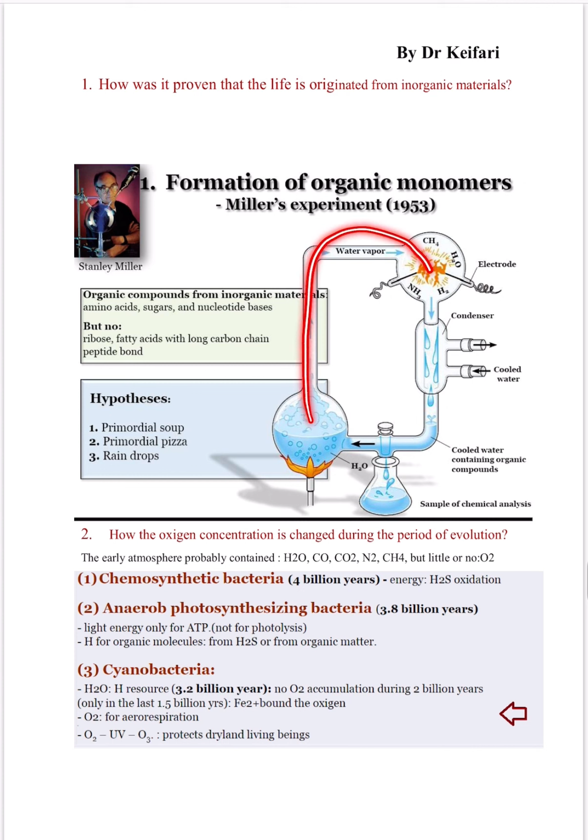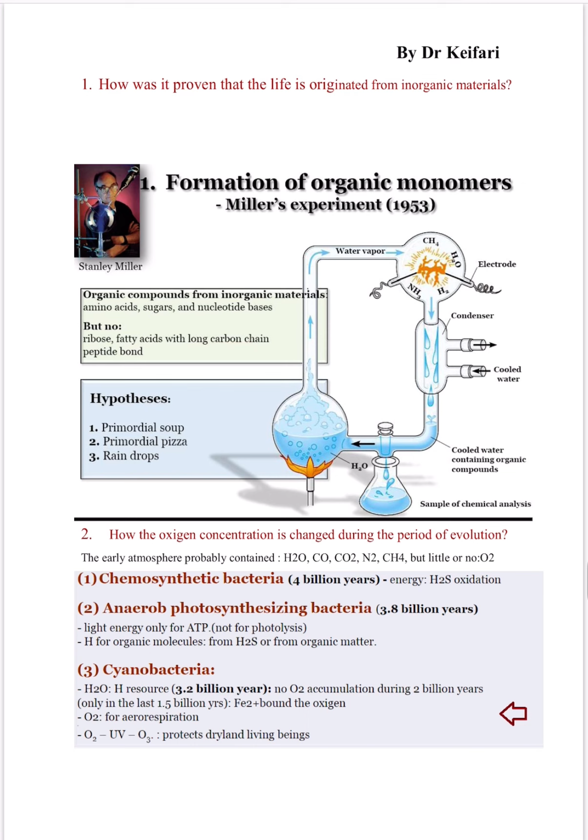After repeating that many times, he collected some samples, and he found organic monomers in the sample, like some amino acids, maybe some sugar, and nucleotide bases. But ribose, fatty acids, and long carbon chains we cannot find in this system.